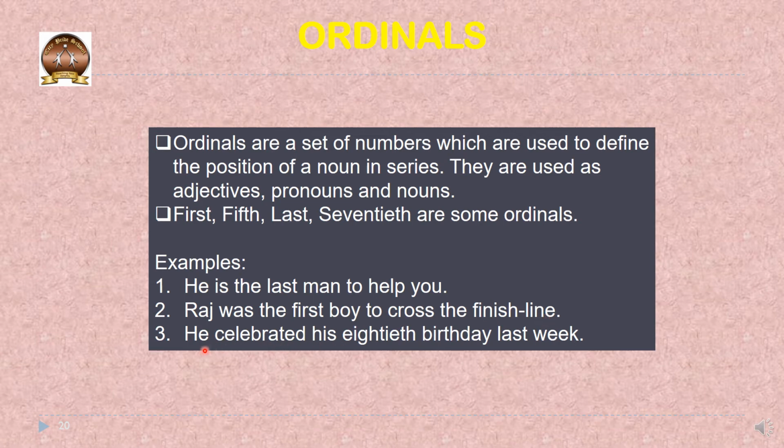And then he celebrated his 80th birthday last week. So 80th birthday is a noun. Raj was the first boy to cross the finish line.